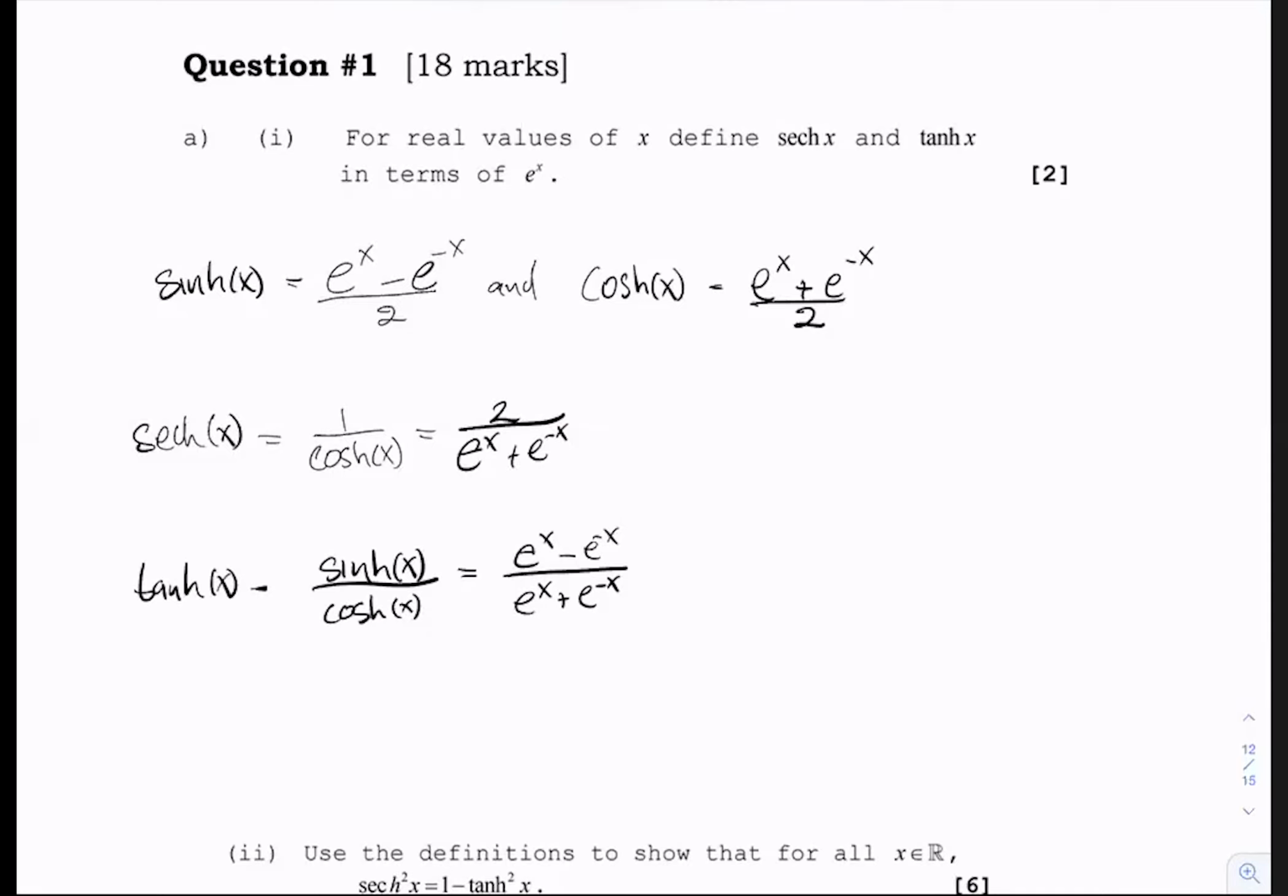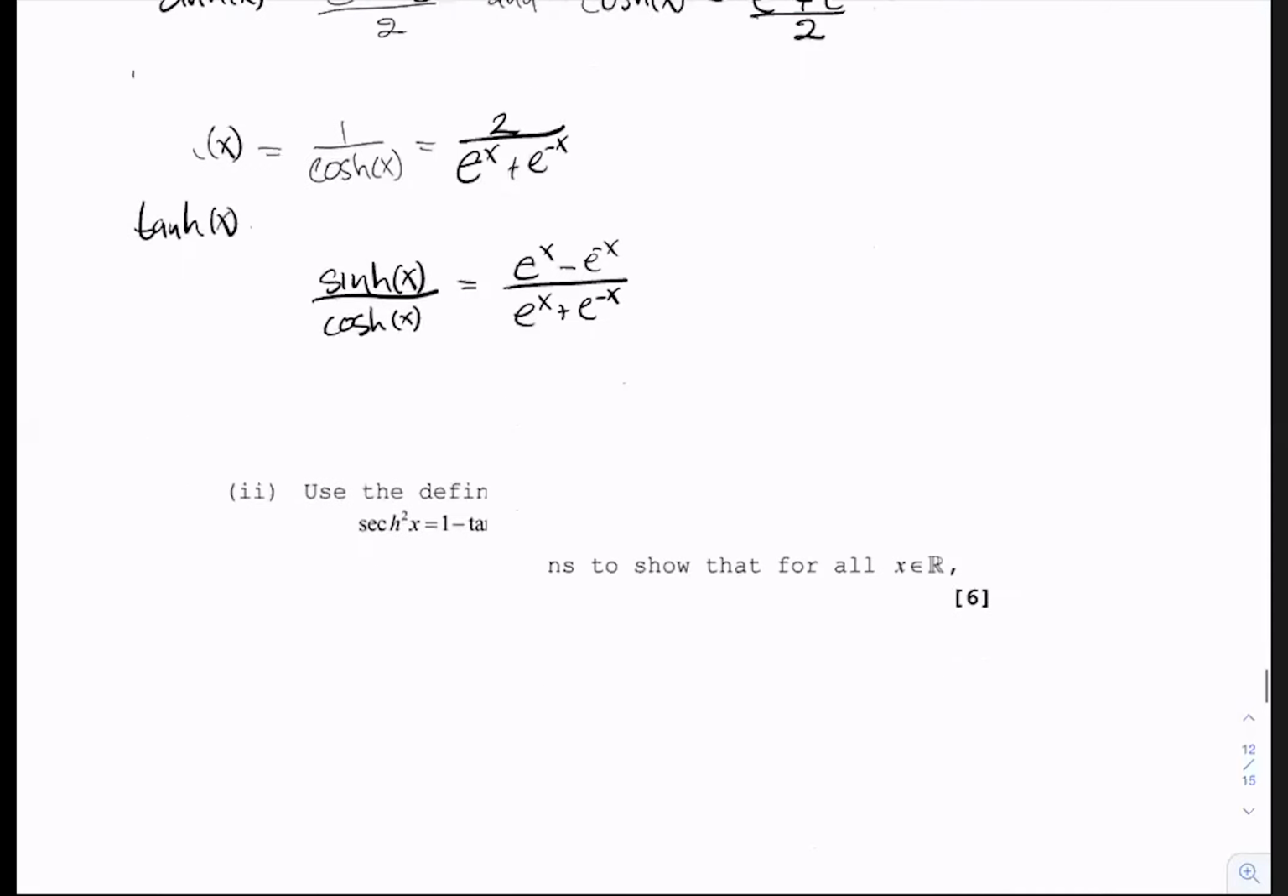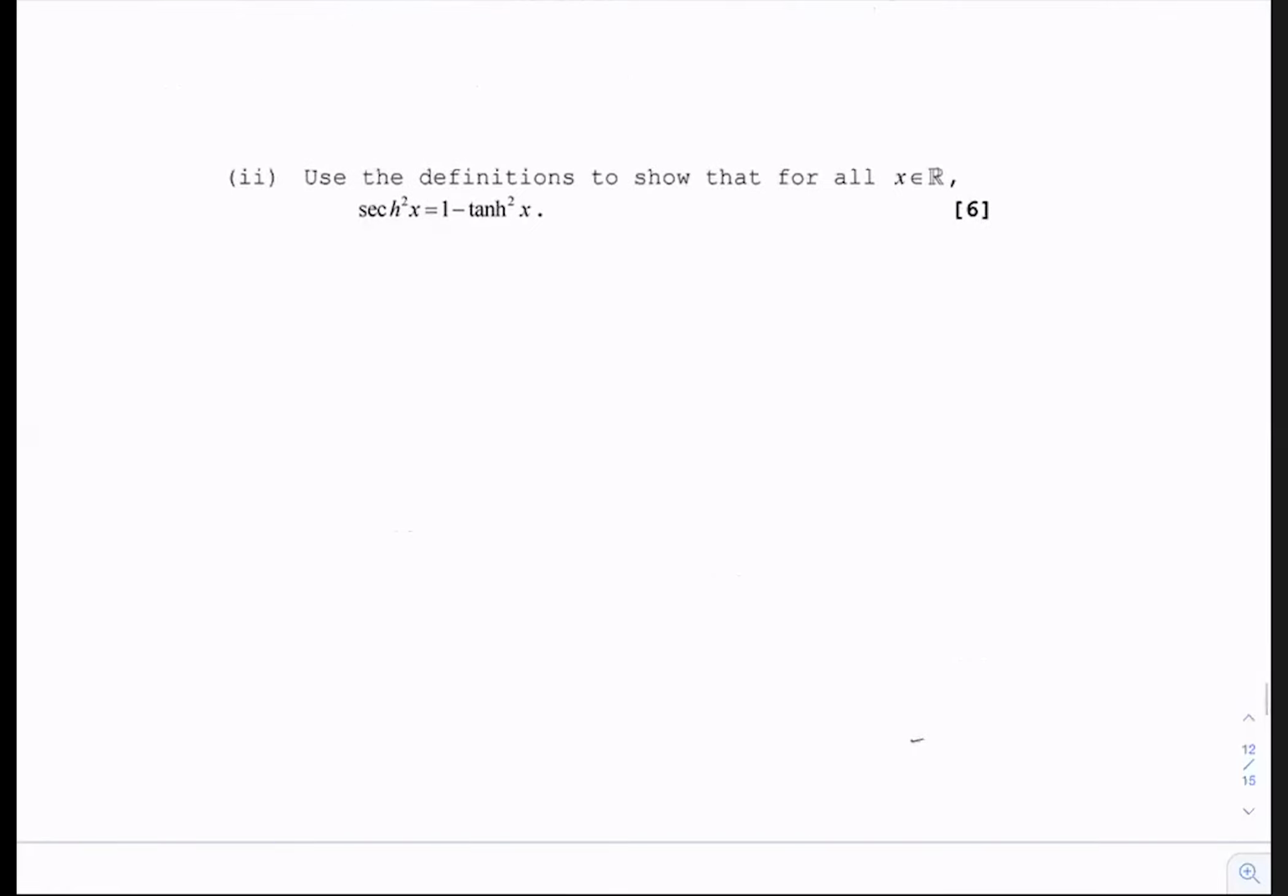Let's jump right into the second part. The second part asks us to use the definitions to show that for all x in R, sech squared of x is equal to 1 minus tanh squared of x. So this is a proof. When we're proving things, we want to start with either the left-hand side or the right-hand side and work it all the way to the other side. For this, I begin with my right-hand side since we have more stuff to work with.